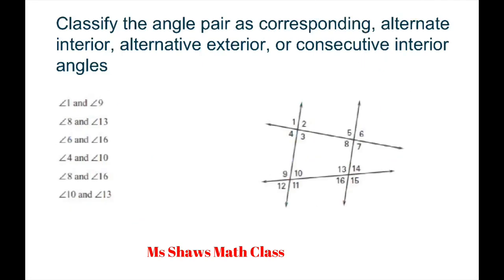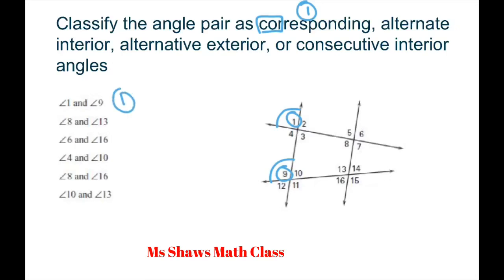All right. Let's go do some more. And we'll go a little faster. So we have 1 and 9. The transversal cuts these 2 lines, and these are the corner. So corner, remember, starts with the C-O-R. So that's corresponding. Number 1.